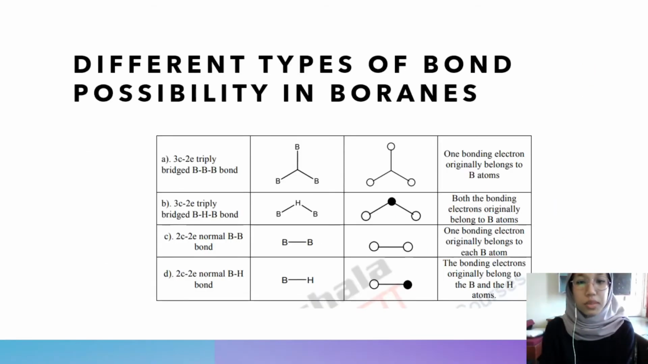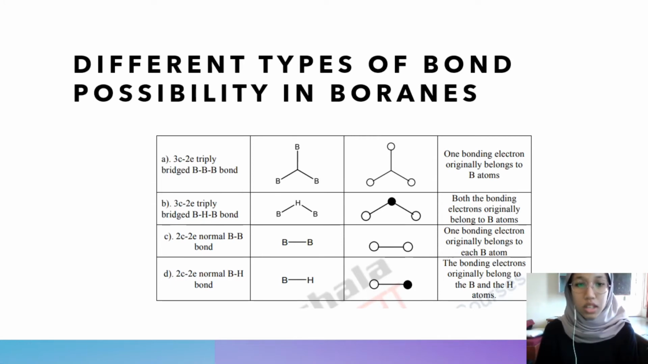These are different types of bond that possibly exist in boranes. Firstly is 3 center 2 electron, where a triply bridged boron-boron-boron bond is formed. But in this structure, only one bonding electron originally belongs to the boron atoms. The next one is boron-hydrogen-boron bridging bonding, also a 3 center 2 electron type of bond, where both bonding electrons originally belong to B atom.